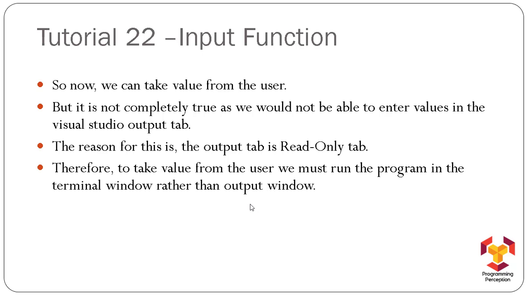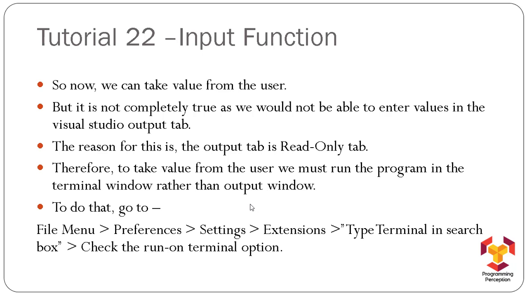The solution is we will run the program in the terminal window rather than the output window. The terminal window is not a read-only window, so we can even provide values in it. Hence we make some settings in our Visual Studio Code so that we can run our program in the terminal window. How to do that? We just need to follow these steps. Go to your File menu, go to Preferences, Settings, Extension, and there type terminal in the search box, and then you will get the option of run in terminal. That option should be selected, and then we can run our program in the terminal window and take values from the user.